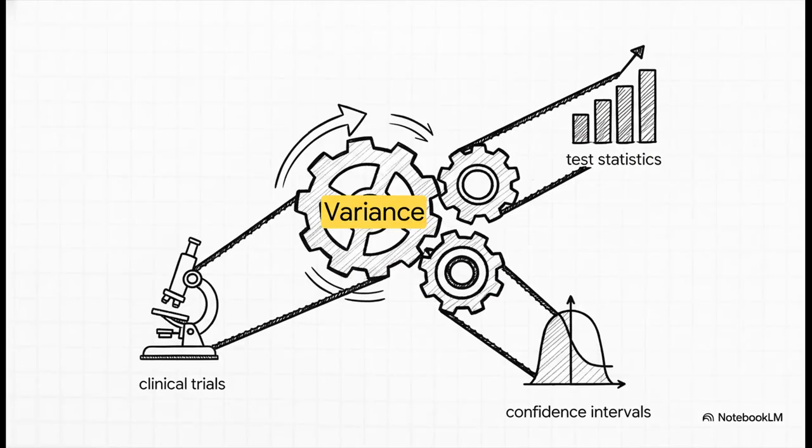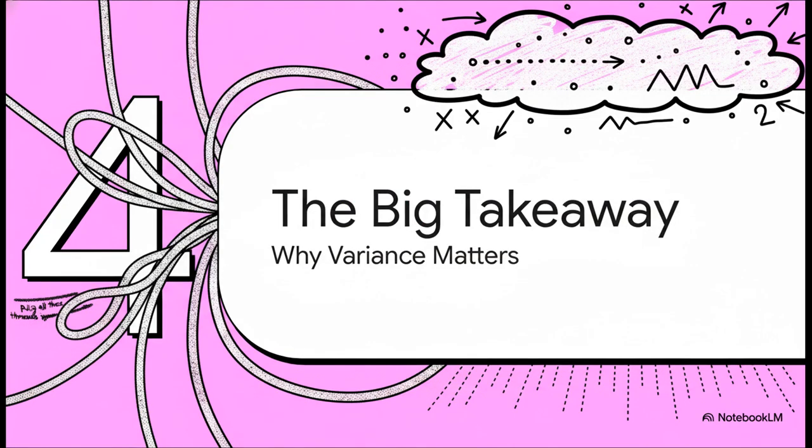And honestly, its role is even bigger than just polling. Variance is literally the engine that drives almost all of modern science. It's the key ingredient that determines the power of a clinical trial for a new drug, how wide a confidence interval is, and the value of pretty much every test statistic scientists use to make groundbreaking discoveries. So, wow, we've gone all the way from terrible AI recommendations to political polls to the heart of scientific discovery.